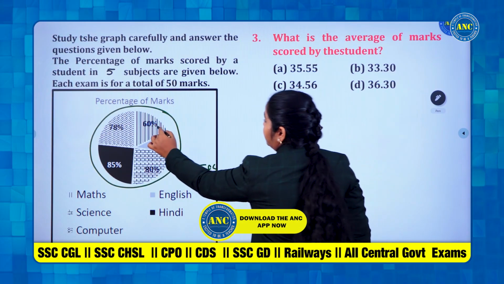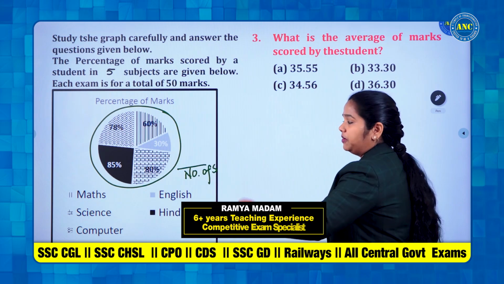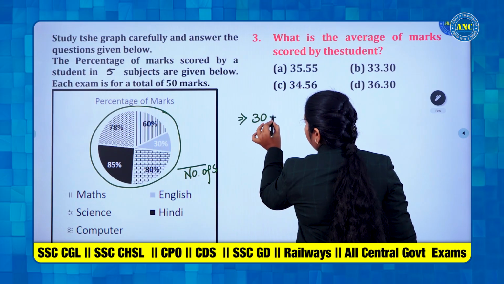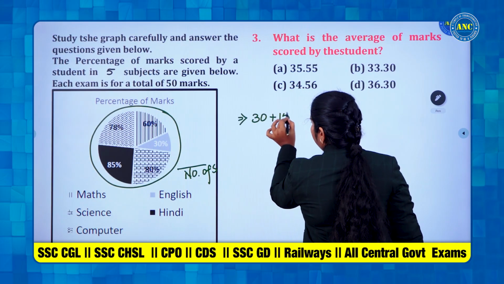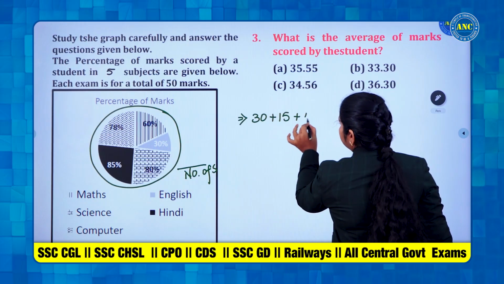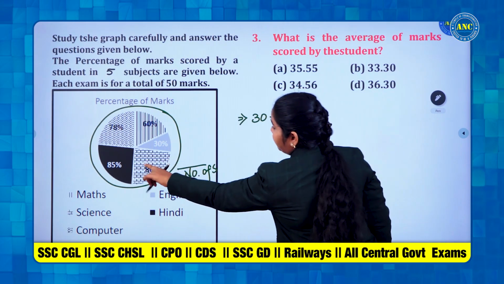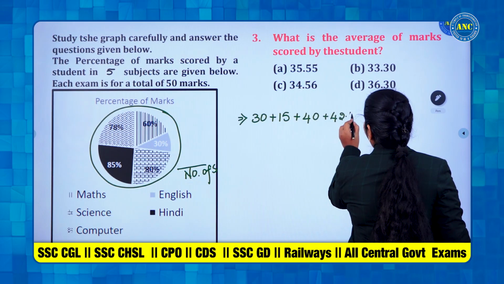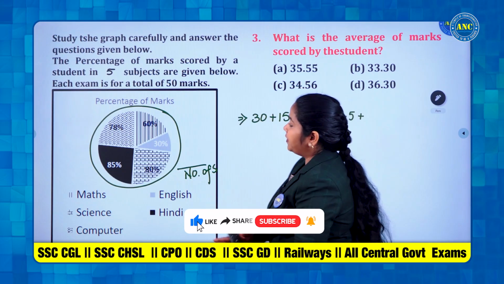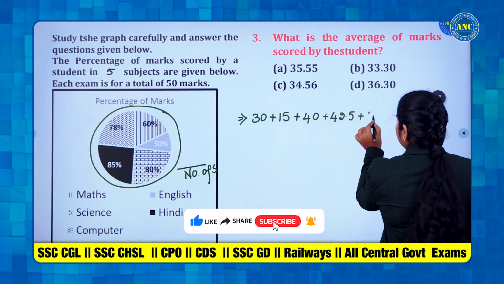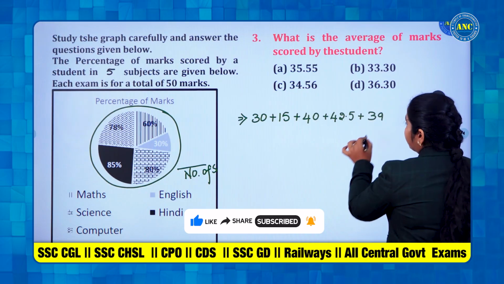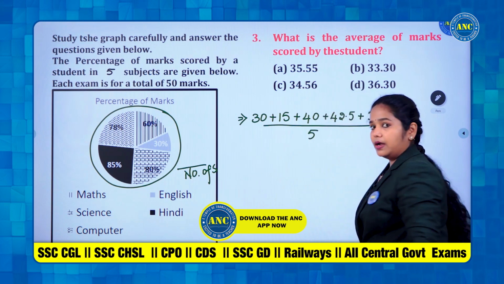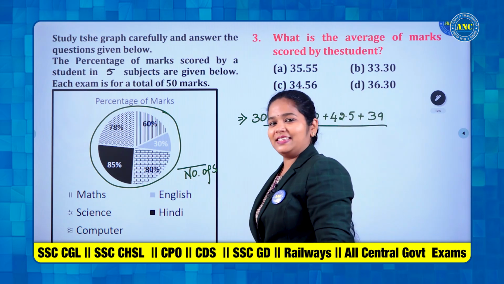Take 7. See, first we'll go from here. 60%, half of 60% is how much? Half of 60% is 30. Plus half of 30% is 15. Plus half of 80% is 40. Plus half of 85% is how much? 42.5. Plus half of 78% if you take it's 39. They are asking average by number of subjects. 5. Done. Khel khatam.